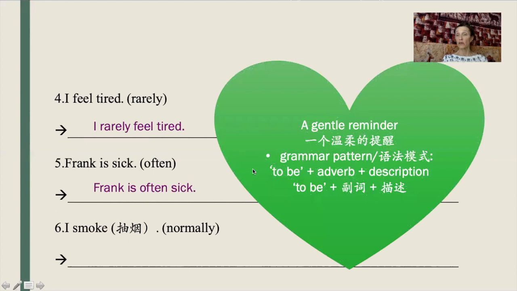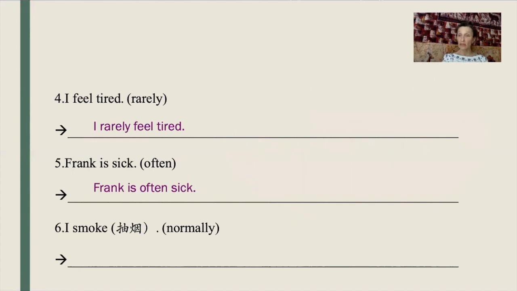Okay, so here's that gentle reminder. All right. And finally, the last word, I smoke. So they want you to put the word normally in there. And yes, normally I smoke. It's at the beginning. How come? Well, you could say it that way. The pattern is usually followed, but not always. In this case, normally sounds okay. Normally I smoke. I normally smoke. I smoke normally doesn't sound as good.